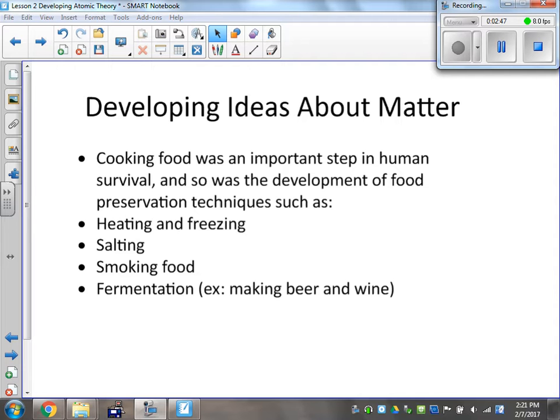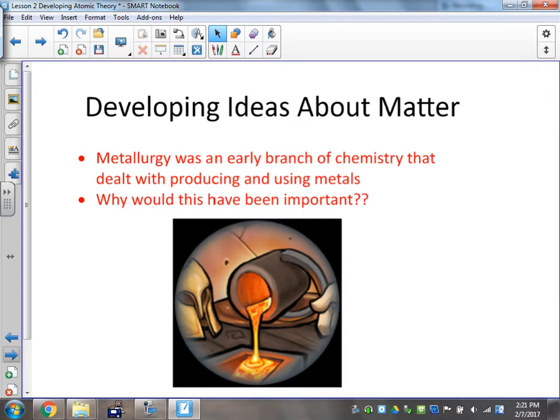Heating and freezing, different states, right? Understanding that. Salting, so salting, curing process basically. Smoking food, once again, the use of a flame to smoke their food, okay? And fermentation, so making of beer and wine, okay? So that's what they would use those things for.